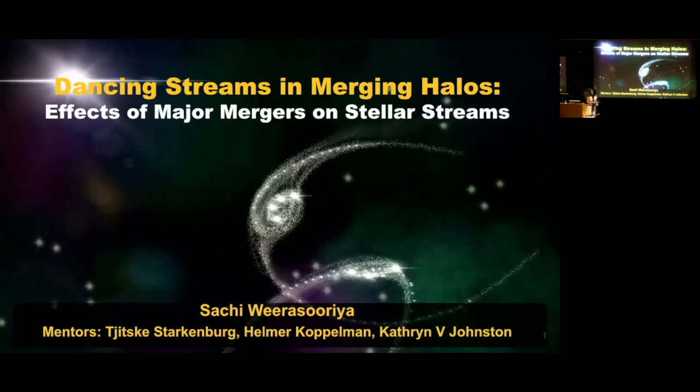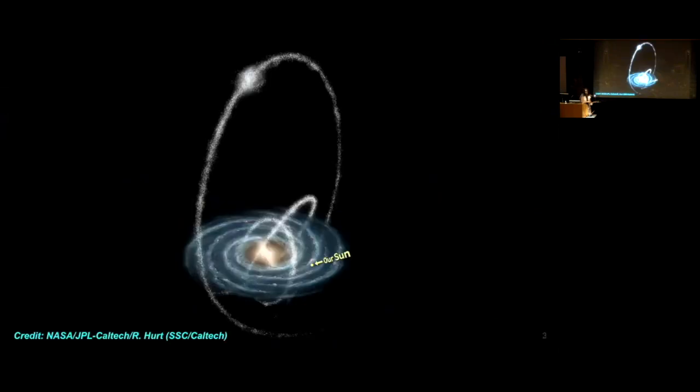Before we go into much detail about this project, let's remind ourselves what streams are. So what is a stream? Here you can see a stream orbiting our Milky Way. A stream is a group of stars that's orbiting around a parent galaxy. Most likely, this group of stars became unbound from the parent halo due to some disturbance, like a tidal disruption.